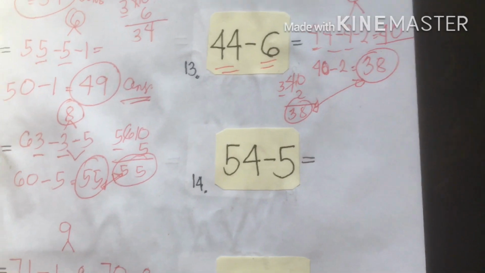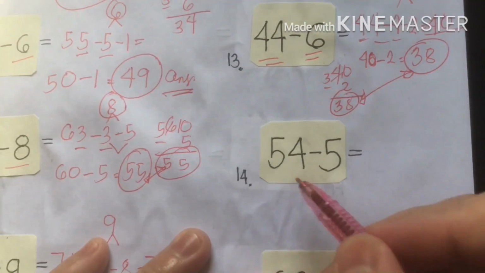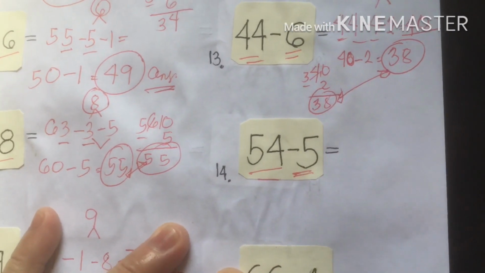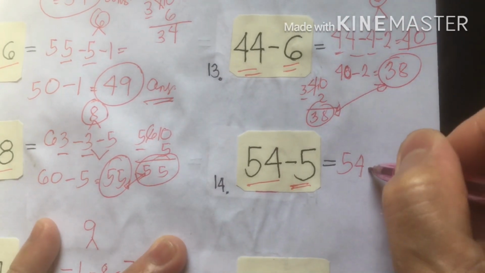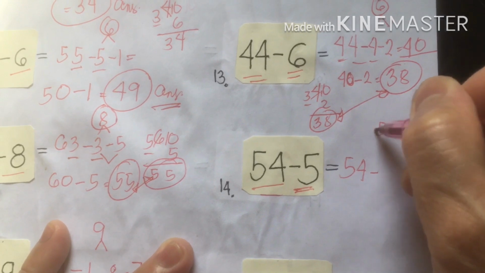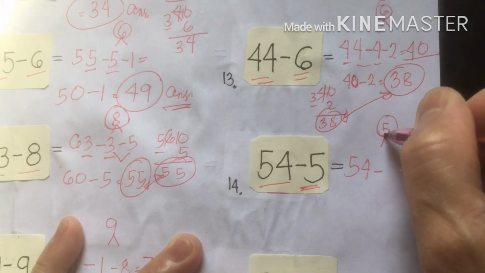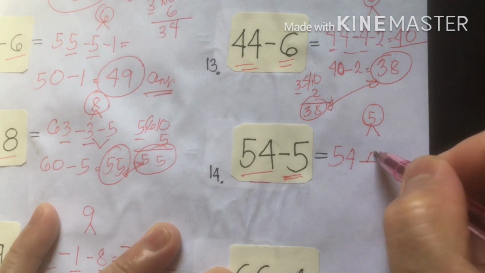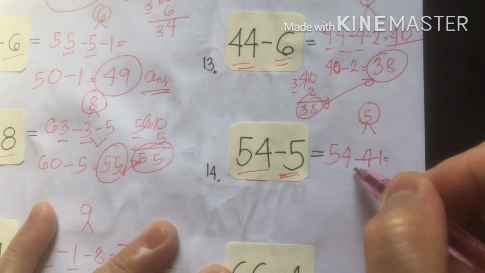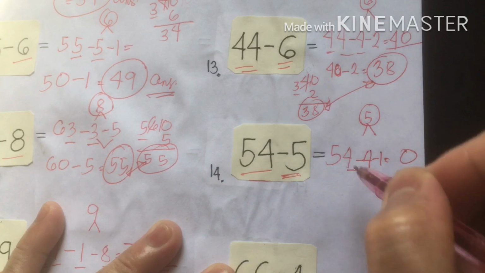Next number, 14, 54 minus 5. This is also correct, guys. So I'm going to write 54 minus 5. I write it here above so that it's easier for you to see it. Then break number 5. So 4 minus 4 is 0.